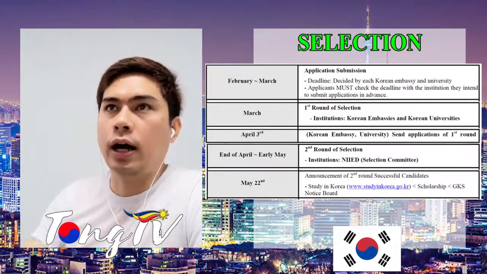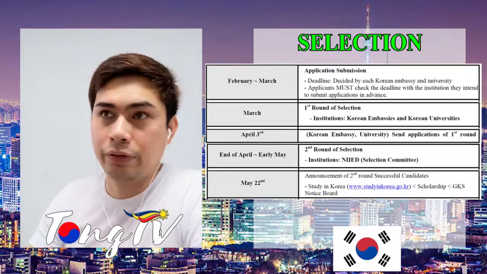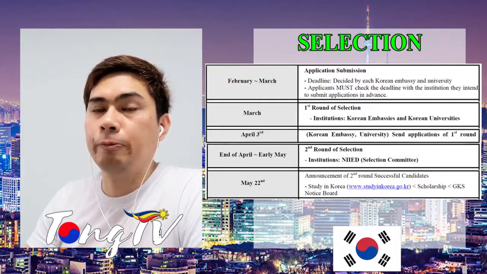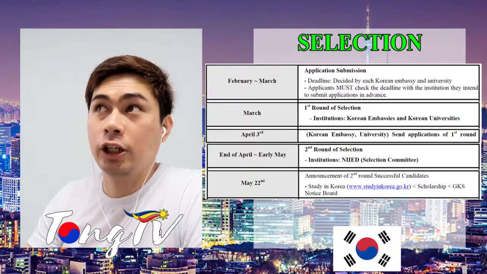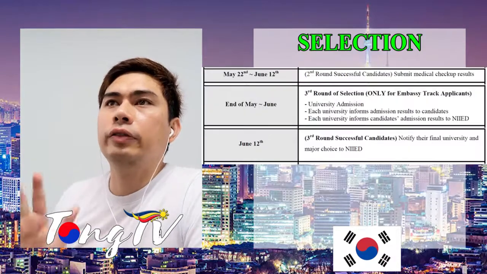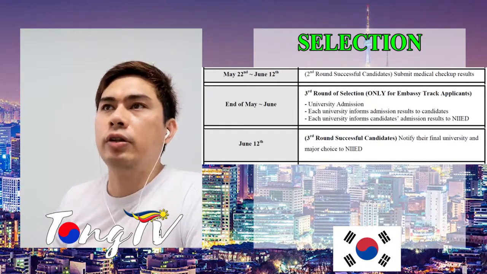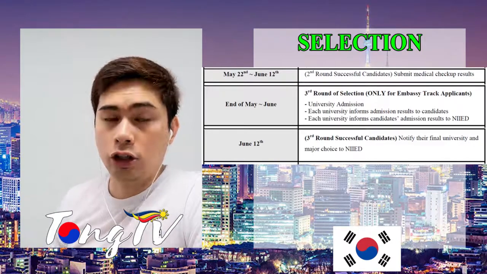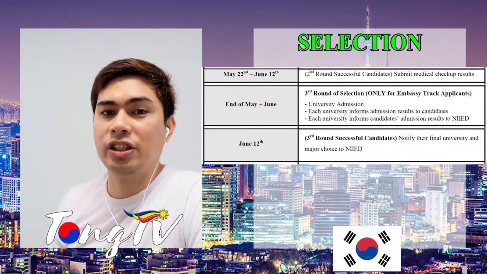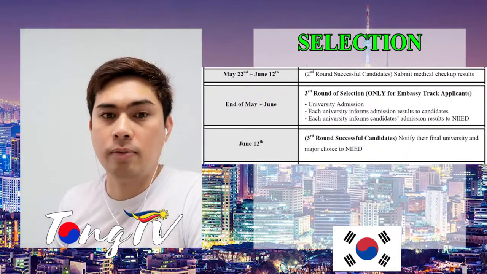If you are under the embassy track, you still have a third round, right? But for the university track, I think you're good with this. For May 22nd to June 12, the second round successful candidates need to submit their medical checkup results. And the third round selection is for the embassy.